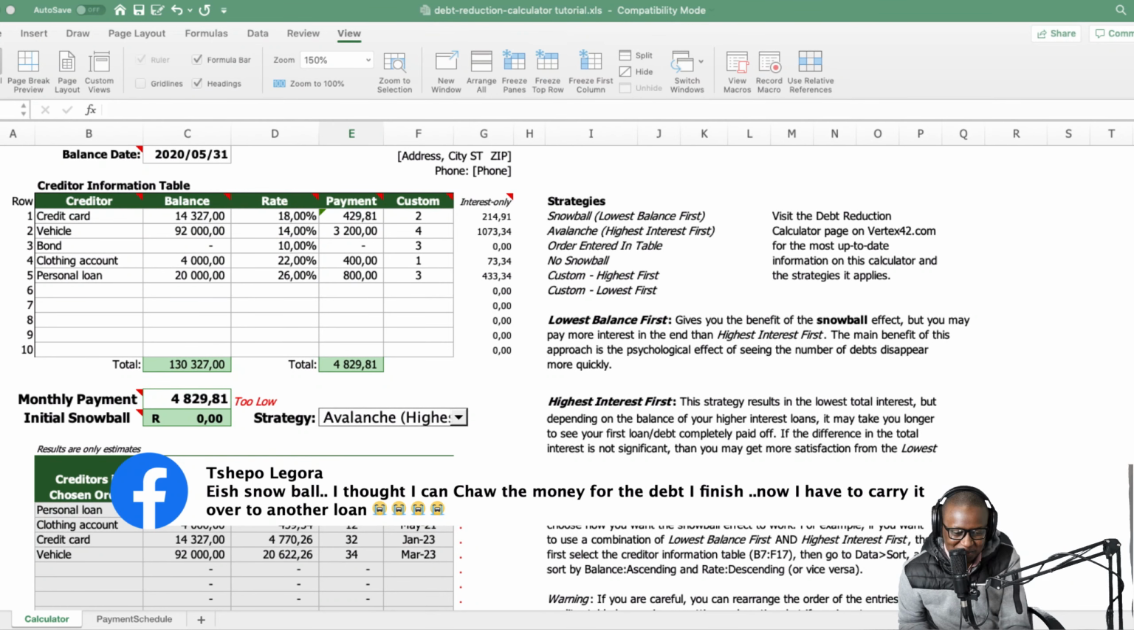Tepolekura says, with the snowball method, I thought I could spend the money for the debt I finished. Now I have to carry it over to another loan. Yeah, you can spend it once you finish all your debts.